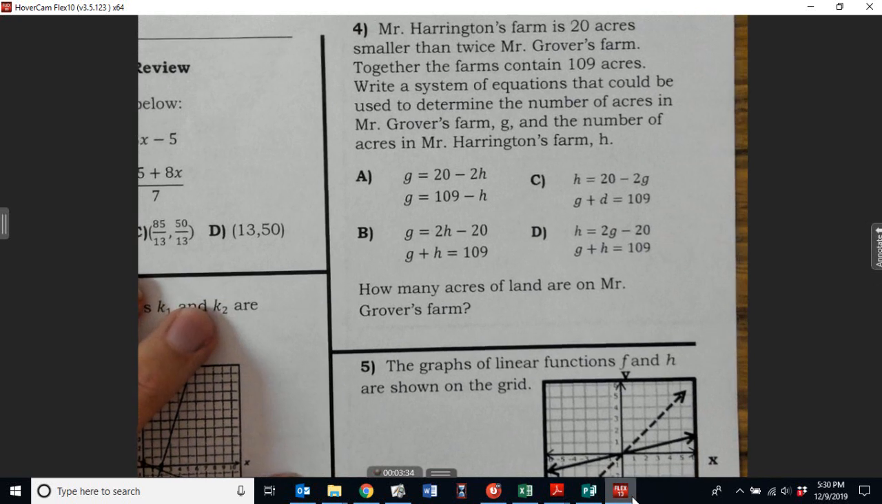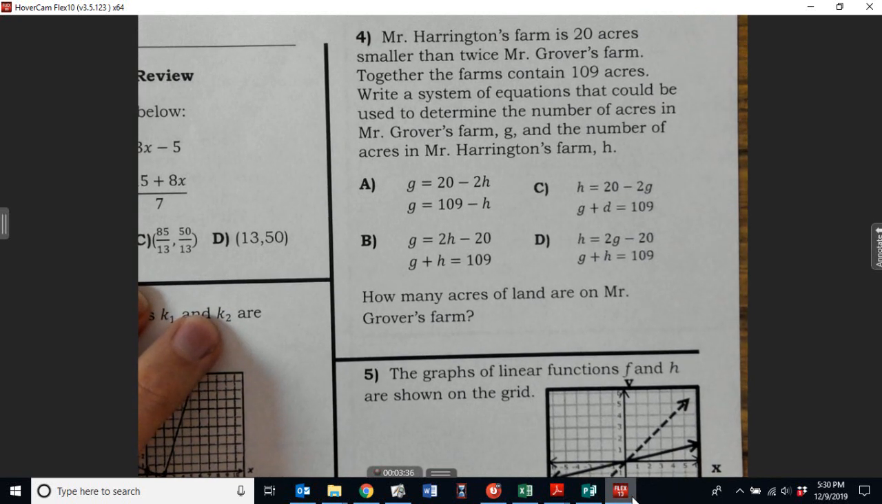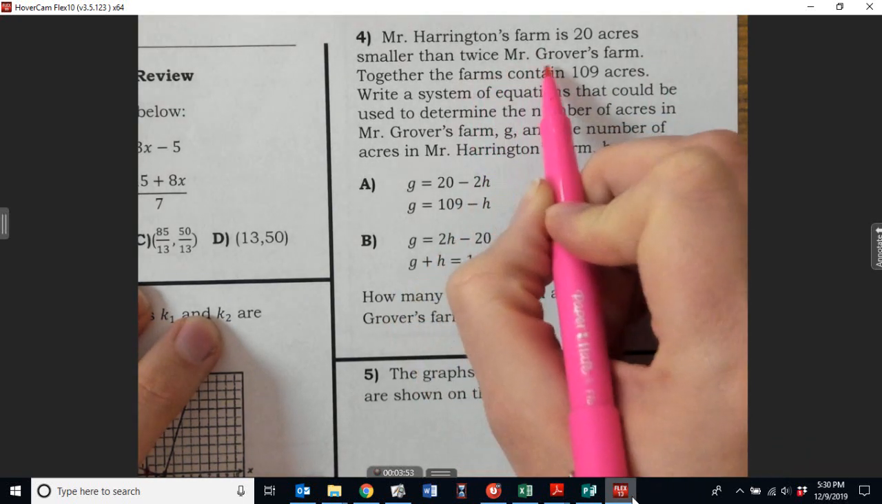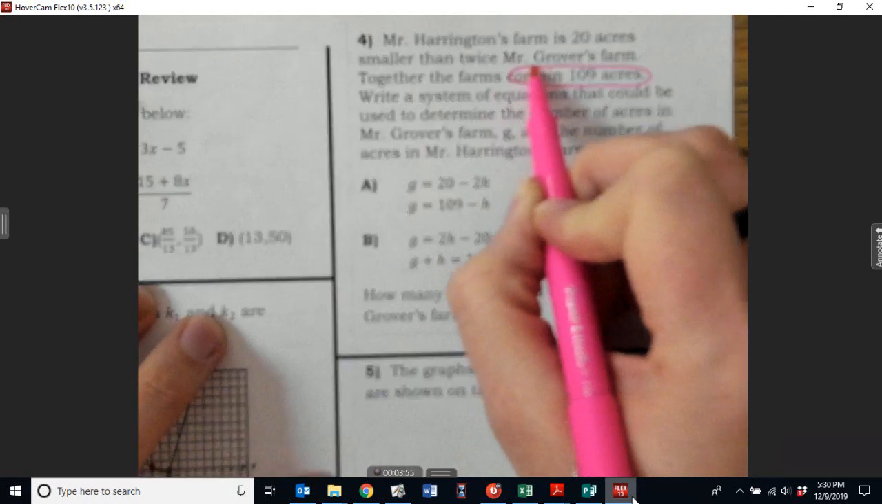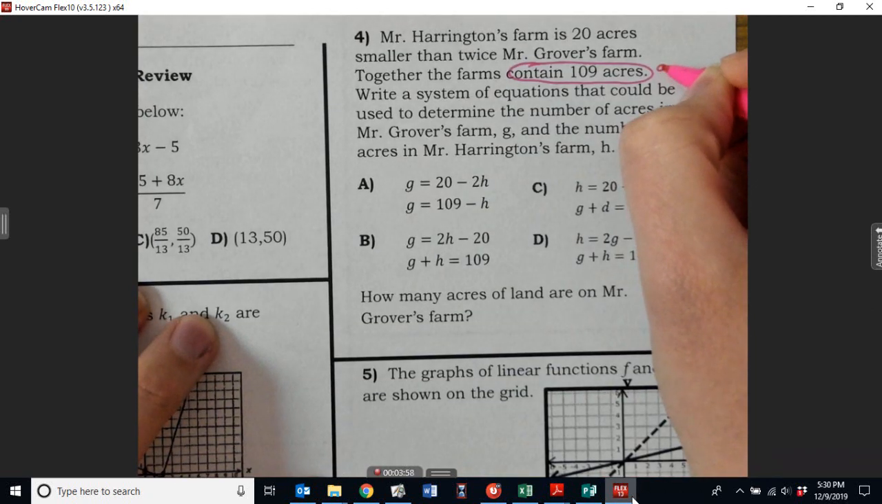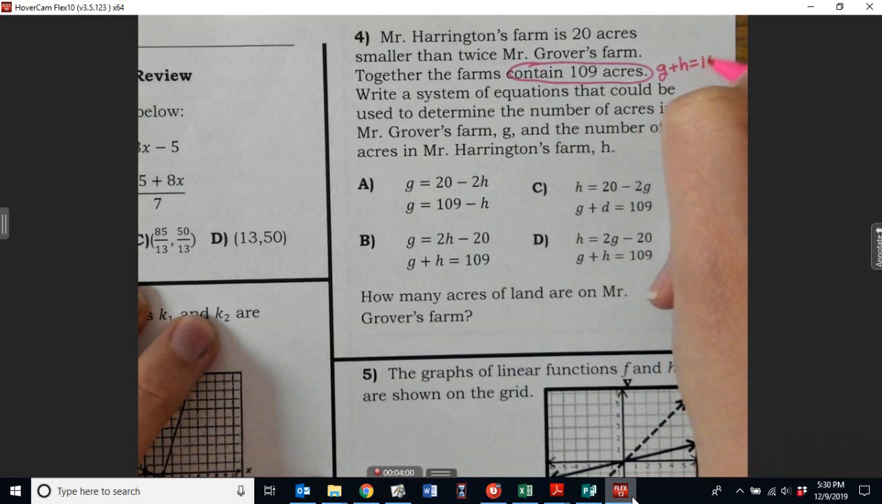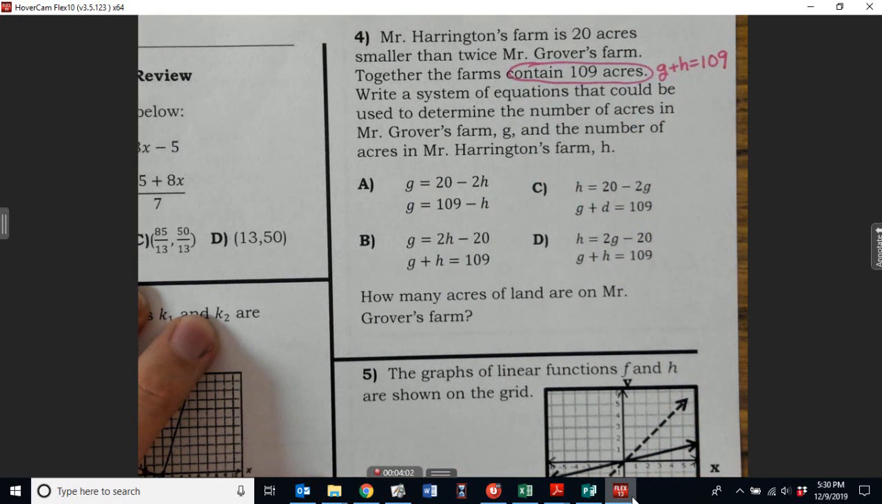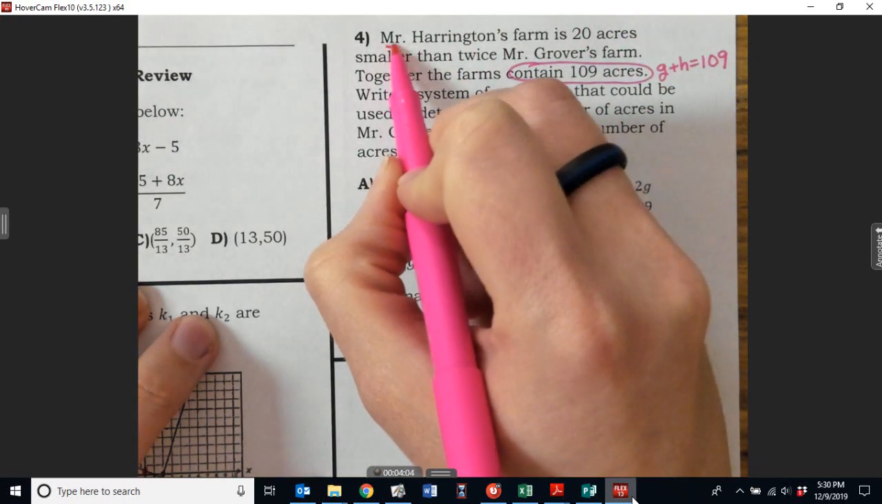Okay, number 4, Mr. Harrington's farm is 20 acres smaller than twice Mr. Grover's farm. Together the farms contain 109 acres. Write a system that could be used to determine the number of acres in Mr. Grover's farm G and the number of acres in Mr. Harrington's farm H. And so we know that they have a total of 109 acres, so that would mean G plus H equals 109. But our second equation comes from this.